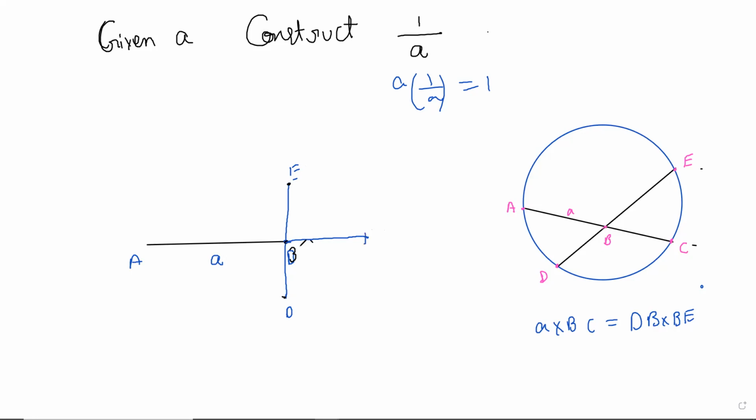And the other portion should turn out to be 1 by A. So if you want to do back calculation, you can just imagine that this is 1 over A. So if this is 1 over A, what's the easiest thing to take as dB and BE? What are the most natural choices for dB and BE?